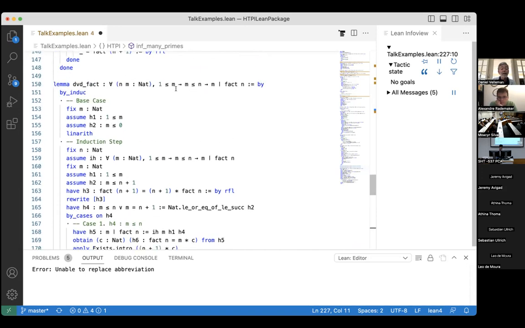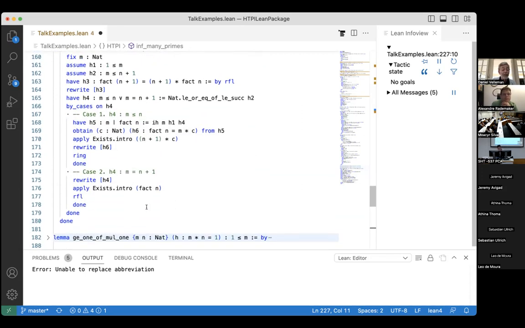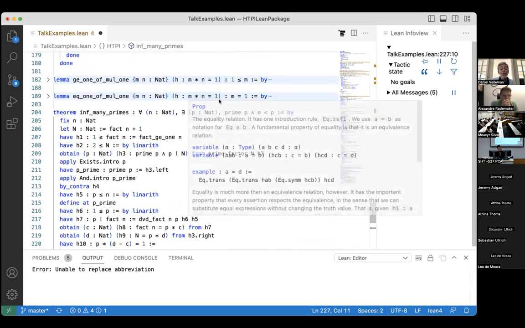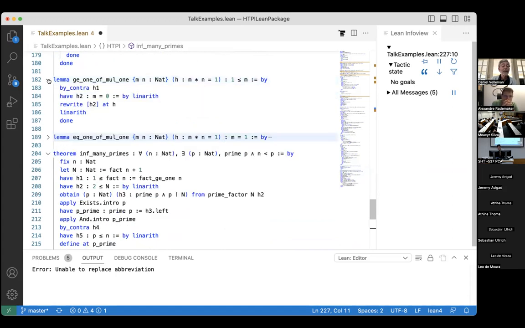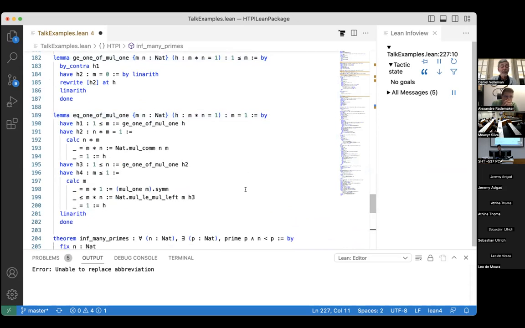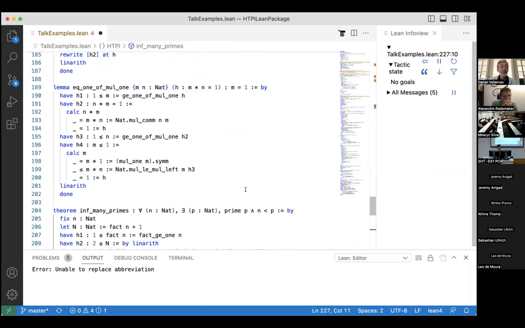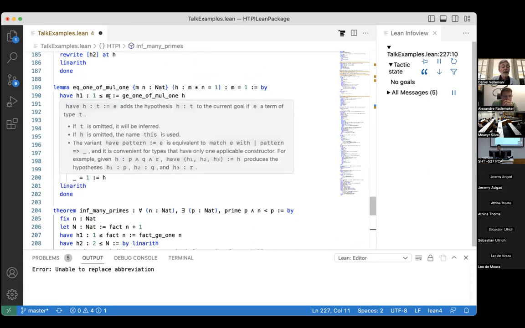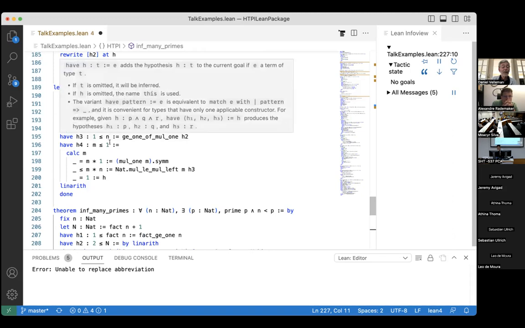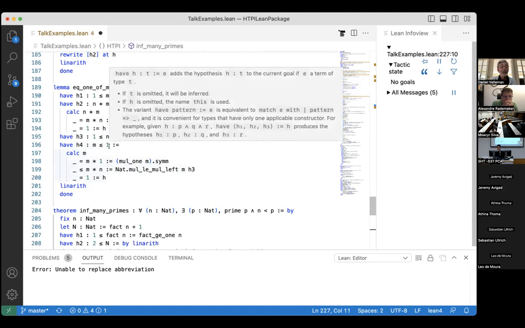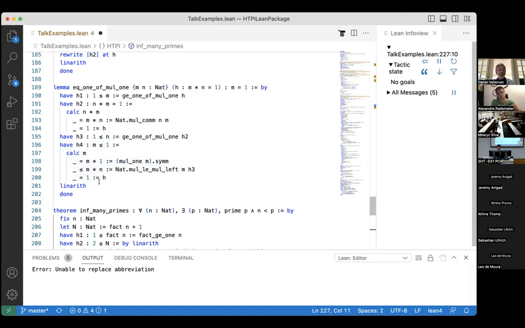So here's the proof that a number between one and n divides n factorial. In the induction step, there's actually inside that a proof by cases. And to prove that if a product is one, it's equal to one, I actually found it helpful to prove first that if a product equals one, then one is less than or equal to m. And I used that to prove that if m times n is one, then m is equal to one. Basically, the idea was to say one is less than or equal to m, and then turn it around by commutativity of multiplication and say one is also less than or equal to n. Use that to prove m is less than or equal to one, and now finally, that means m has to equal one.